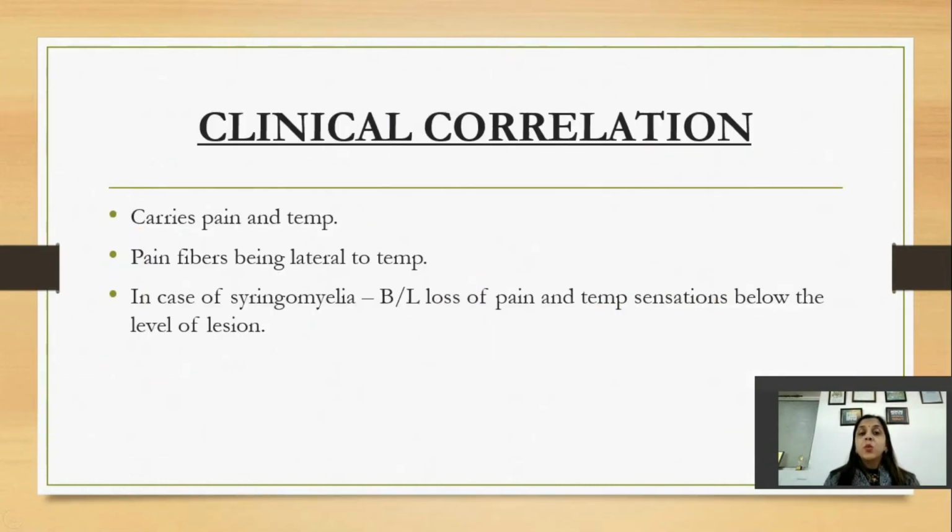Now we come to the clinical aspect of the lateral spinothalamic tract. If there is any lesion at the spinal cord level that carries pain and temperature, it causes loss of pain and temperature sensation below the level of the lesion.